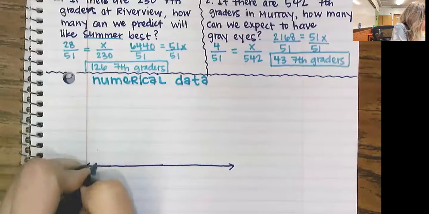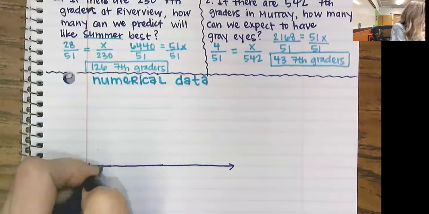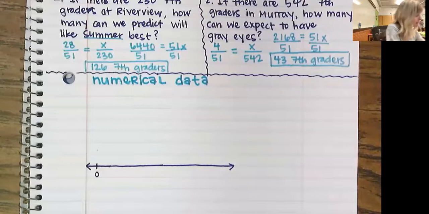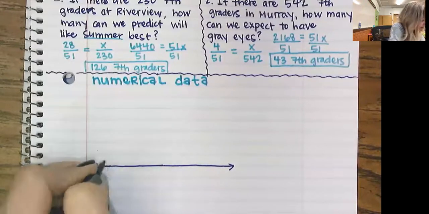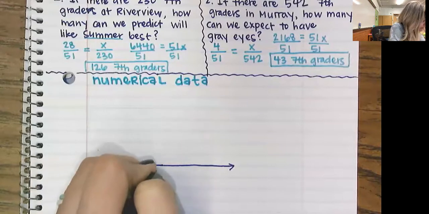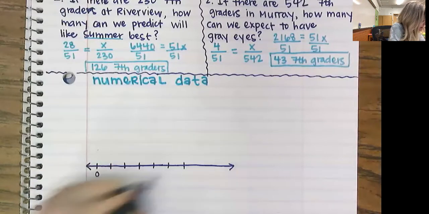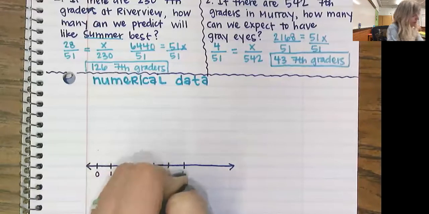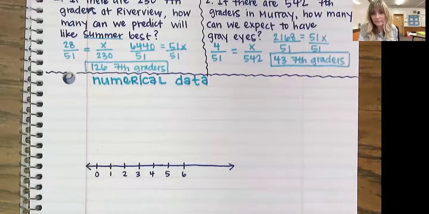Okay, so I'm going to put some scale markings. The lowest answer was, of course, 0. And the highest answer in our data was 6. So that means my number line only needs to go from 0 to 6. So here I go. And you want to space these out as evenly as you can. So I'm going to go 1, 2, 3, 4, 5, 6. And that's all we need.